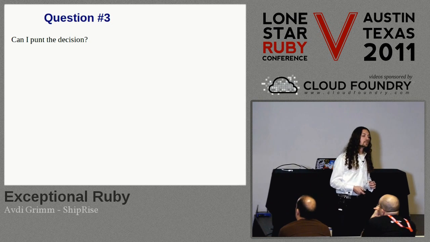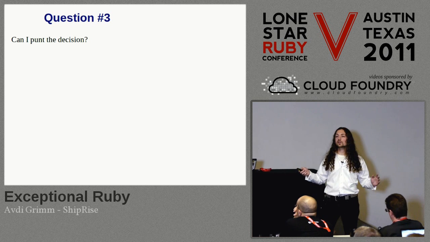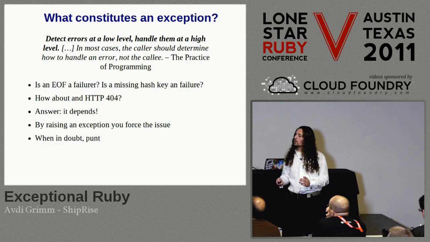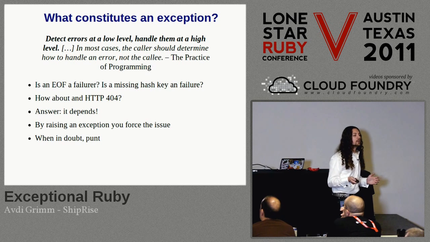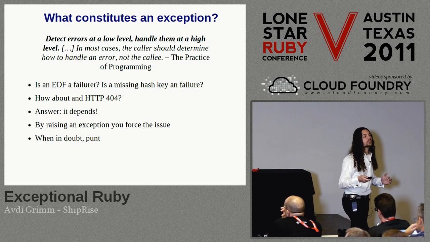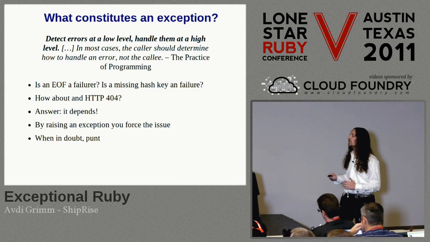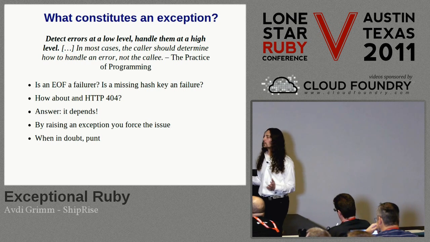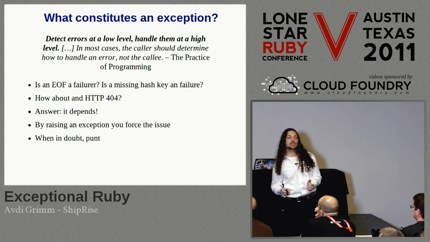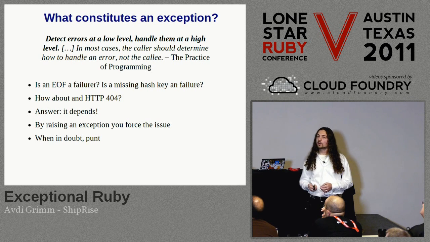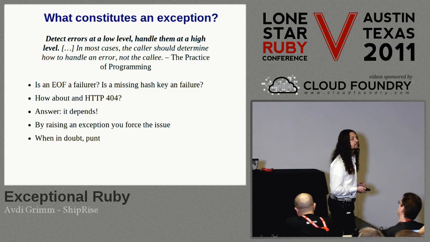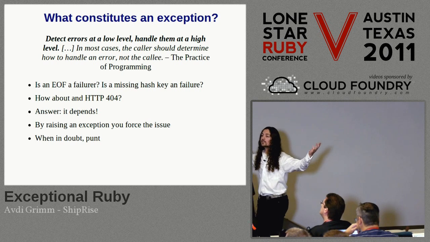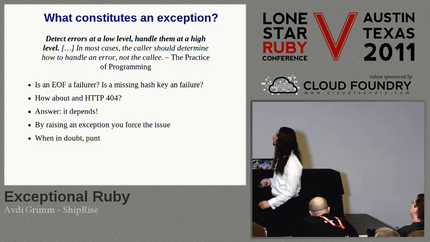Question number 3, can I punt the decision to someone else? This problem of what constitutes an exceptional situation persistently vexes us. Is an end of file marker a failure? Is a missing hash key a failure? What about a 404 in HTTP? And the answer to all of these is, it depends. It depends on the context, it depends on the situation.